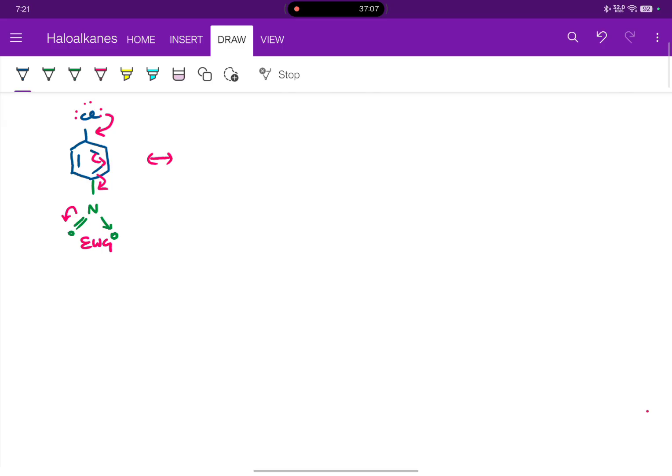So now what will happen? So positive charge. Again what will happen? This will come back over here. This will move here. So there is a shift in the electron only if the nitro is in the para position. Now let us see in the ortho position also.